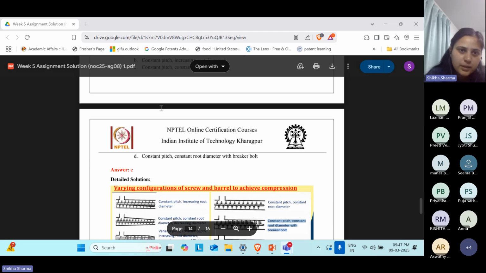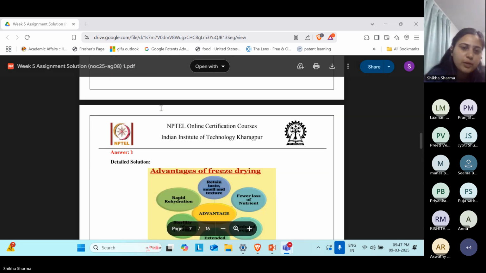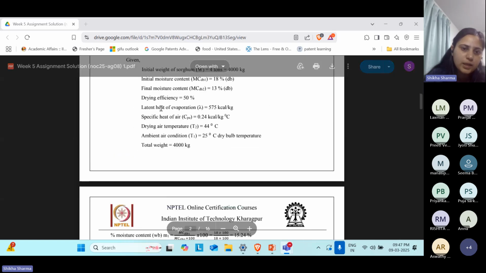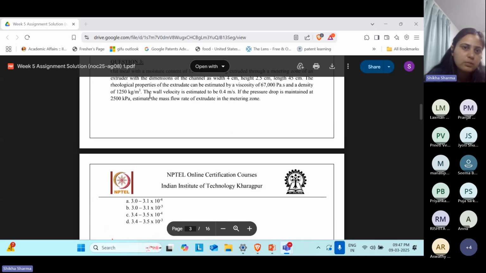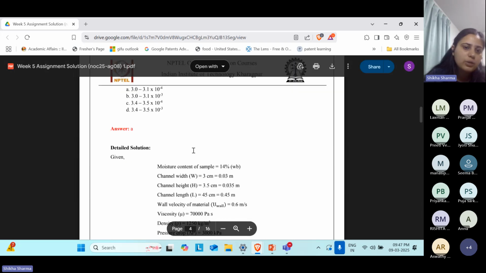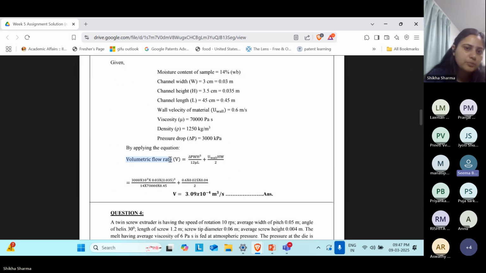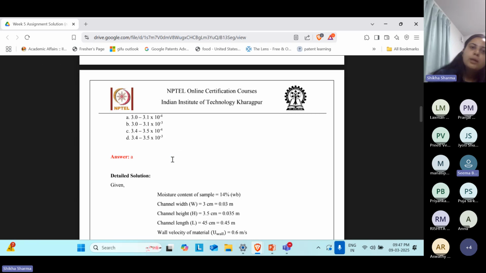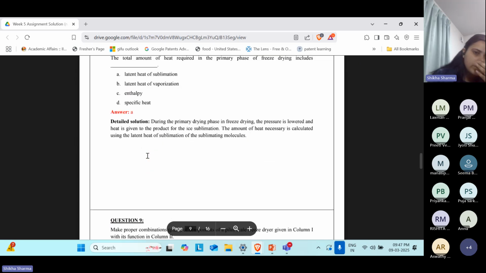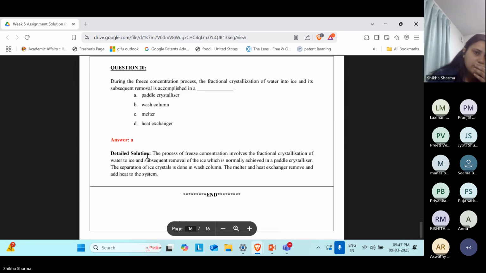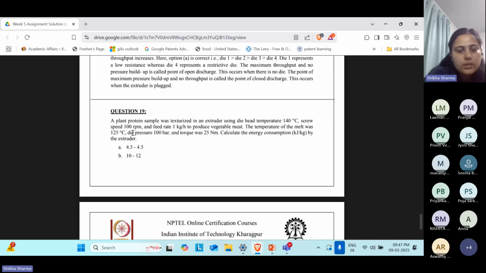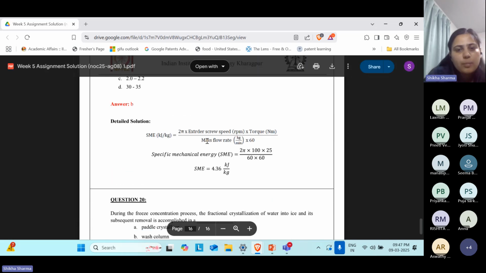So this is the week 5 question. In week 5, there are 3 questions. I was discussing question number 3 and question number 19. In question number 3, the mass flow rate is given, and they have calculated the volume flow rate, so we need to multiply with the density. Understood your point. And then the second, question 19.